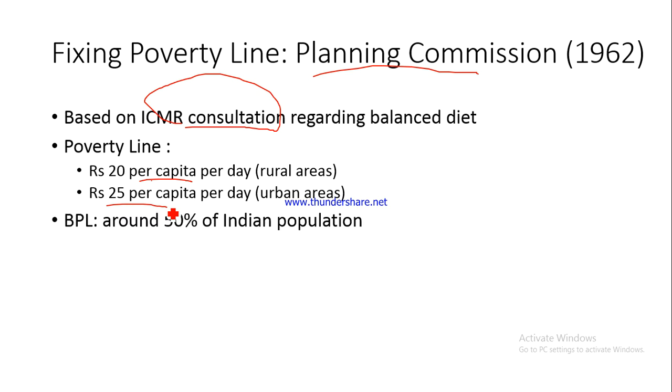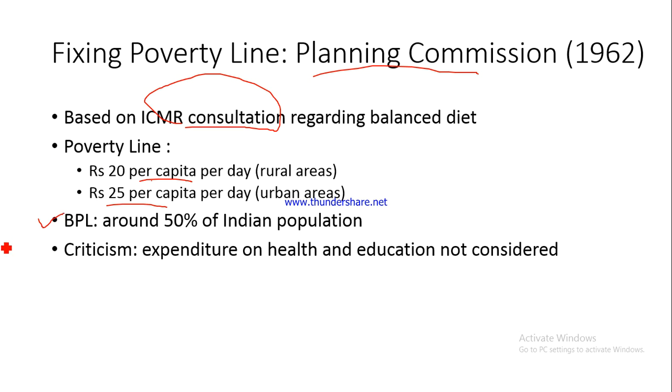But what was the criticism? If this particular poverty line value was taken into account, then 50% of the Indian population was being categorized as BPL, or below poverty line. 50%, which means half of the population was earning much less than this amount fixed by the Planning Commission. So around 50% of the people formed the below poverty line category.